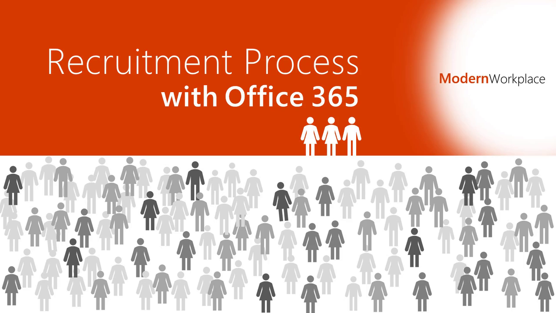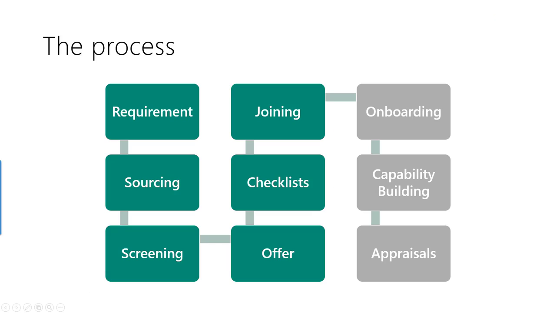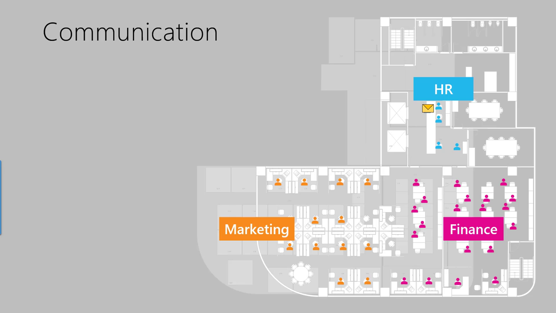In this video, we're going to see how to improve the recruitment process using Office 365. We will use few activities as examples to show how to perform them more efficiently. For recruitment, we need to work within the HR team as well as with other departments. We end up doing that using a lot of emails and then replies and forwards and CCs, and it becomes confusing.